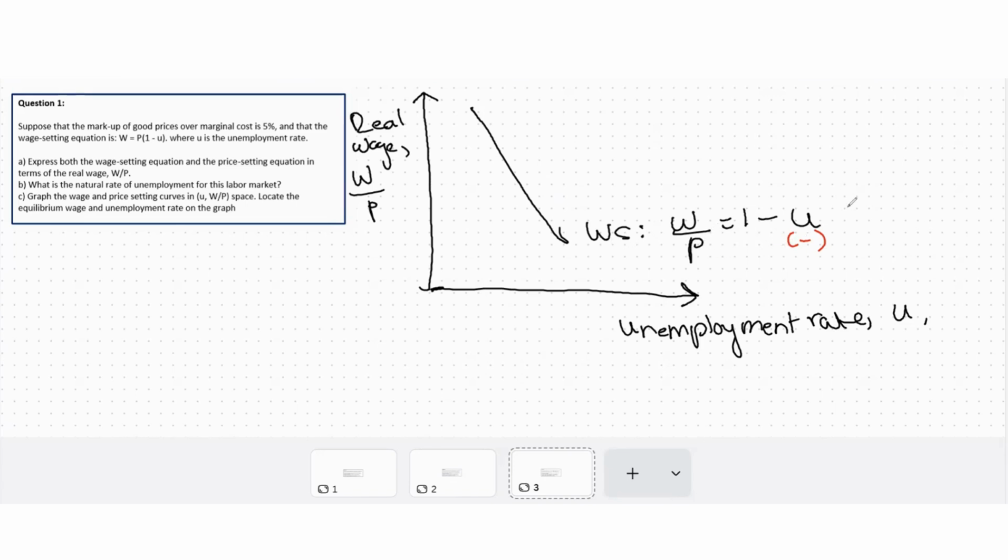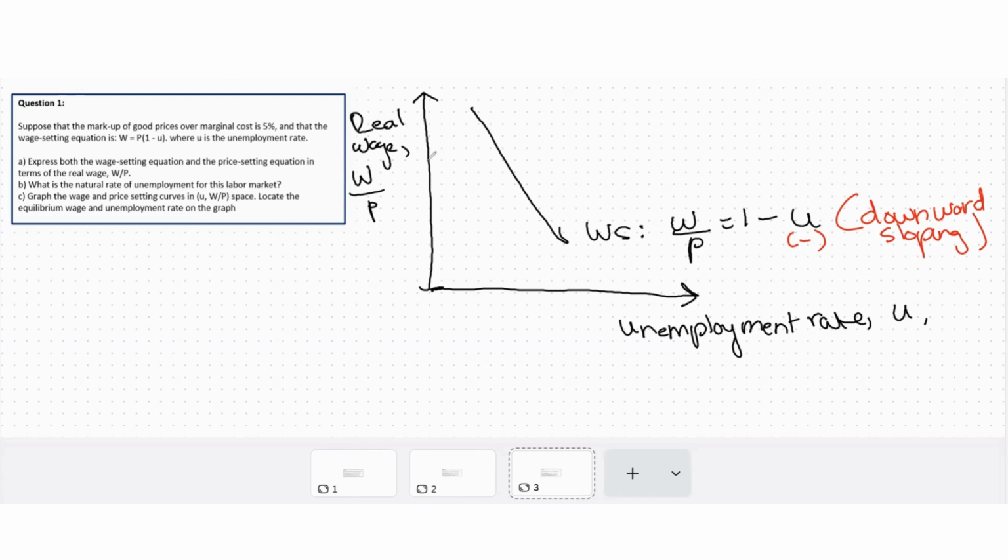We know this is because of the bargaining power argument. When you have a high unemployment rate, firms have more options and it's harder for workers to find jobs, so their bargaining power is lower, so they demand a lower real wage, and hence the wage setting curve is downward sloping. Keep in mind the WS curve represents the real wage workers demand, and the price setting curve represents the real wage firms are willing to pay given their pricing decision. So this is our WS curve, which is downward sloping, and it's linear in this case.